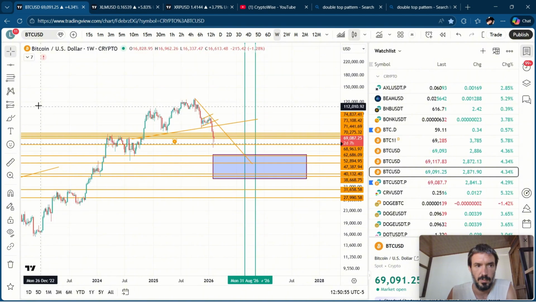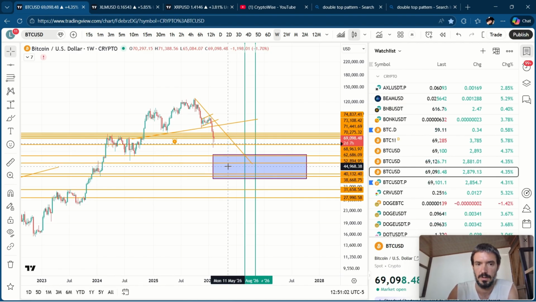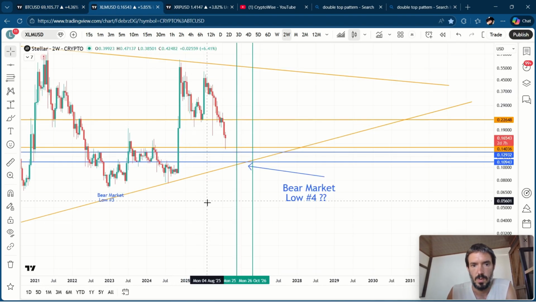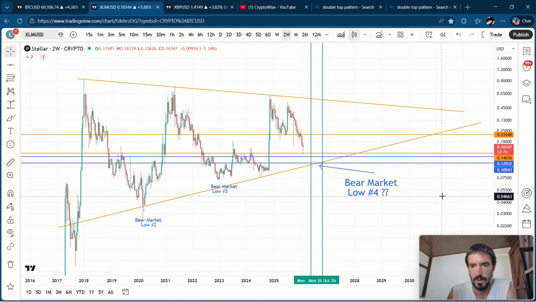And yeah, Bitcoin still has a potential big move to the downside left, to get into the 40s, the 40 area. So this is what we're looking at here for the bear market targets.